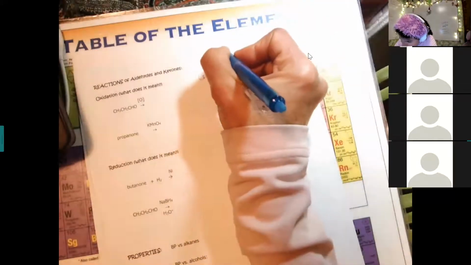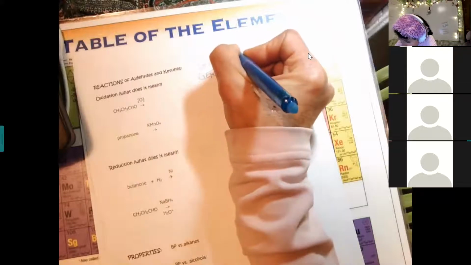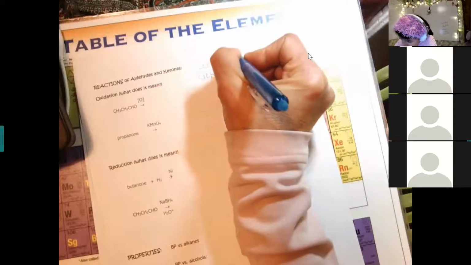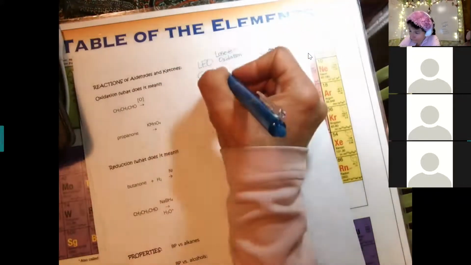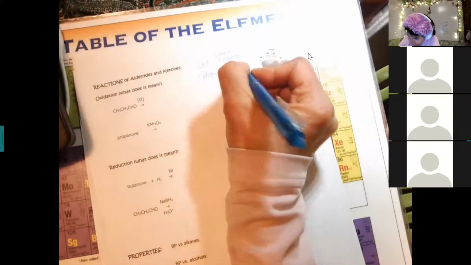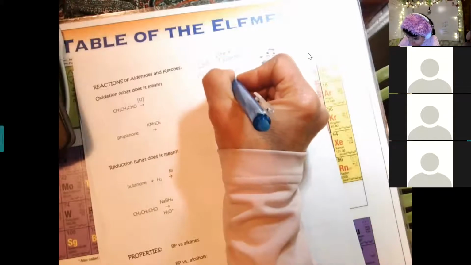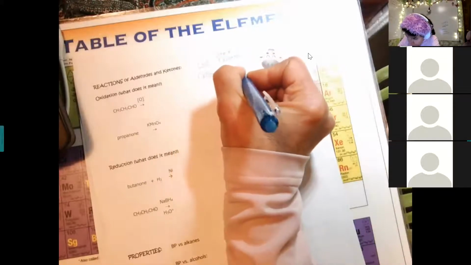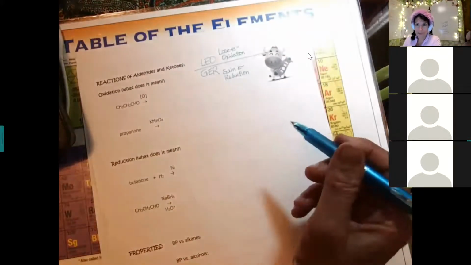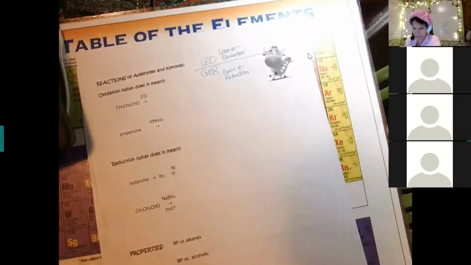LEO is losing electrons is oxidation. So I went through this. And GER is gaining electrons. Gaining electrons is reduction. I actually just did this also. I'm doing this with all 3 of my classes. That's ironic since we're right in the year of the redox.